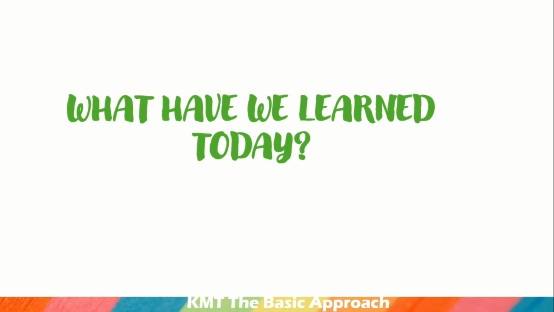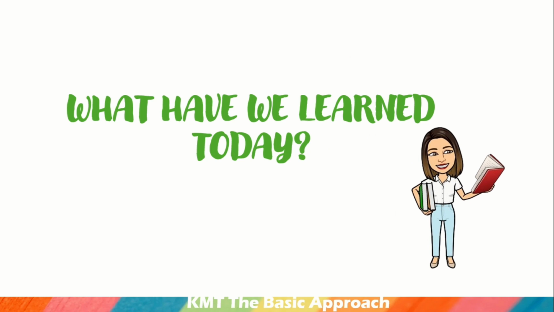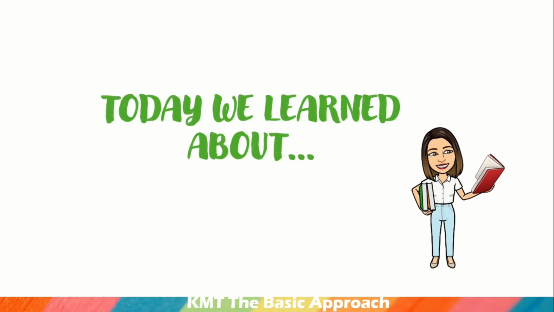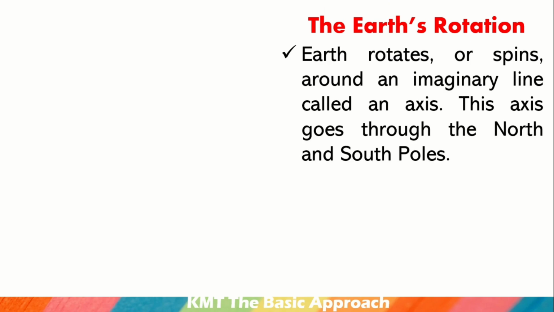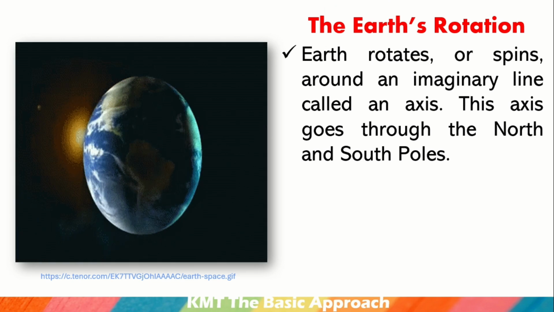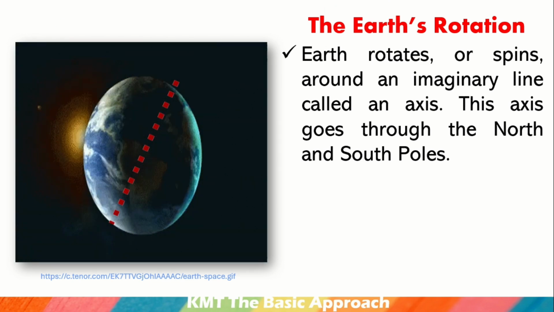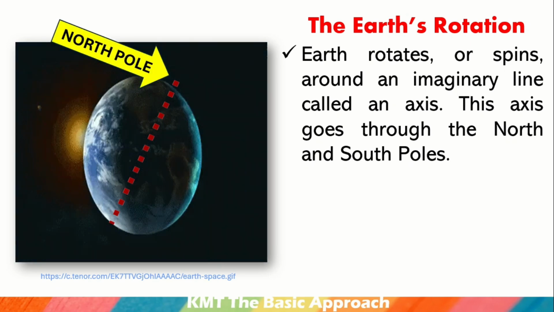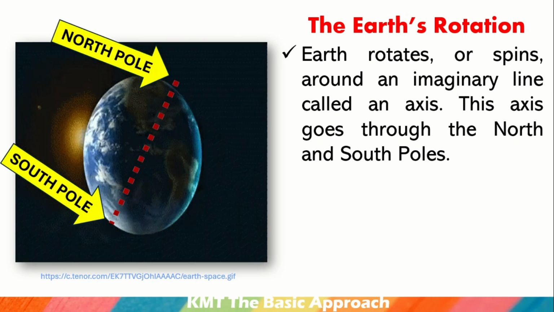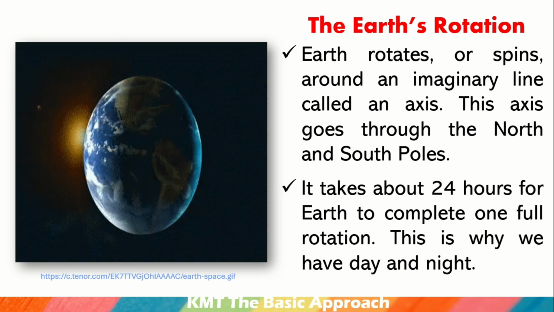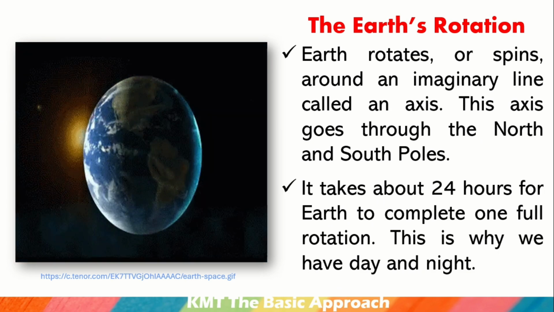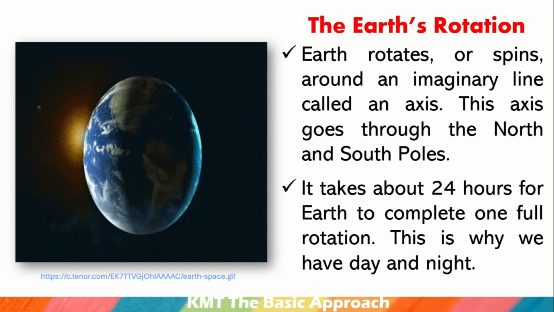What have we learned today? Today, we learned about the Earth's rotation. Earth rotates or spins around an imaginary line called an axis. This axis goes through the north and south poles. It takes about 24 hours for Earth to complete one full rotation. This is why we have day and night.